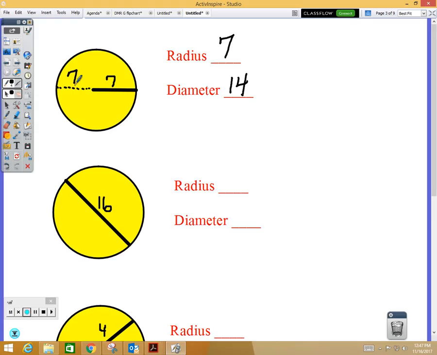All right, so if the diameter is 16, the radius is... Oh, Julian, hold on. The radius is only going to be halfway across. So how did you get your 8, Julian? Good. So 16 divided by 2, half of that is 8.